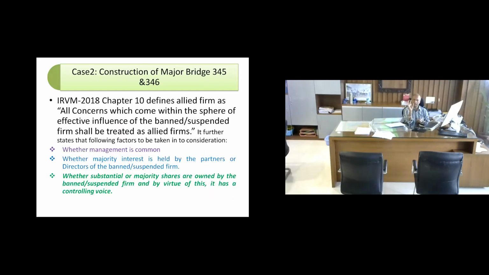I'll go to this chapter of the particular para of the Works Manual. Please see this. What does it say? What is a banned firm? What is a sister concern? It defines. It says that para so and so defines allied firm as all concerns which come within the sphere of effective influence of the banned or suspended firm shall be treated as allied firm. It further states that the following factors are to be taken into consideration: whether management is common, whether majority interest is held by partners or directors of the banned or suspended firm, whether substantial or majority shares are owned by the banned or suspended firm, and by virtue of this, it has a controlling voice. So these are the conditions to be kept in mind to decide what is an allied firm.